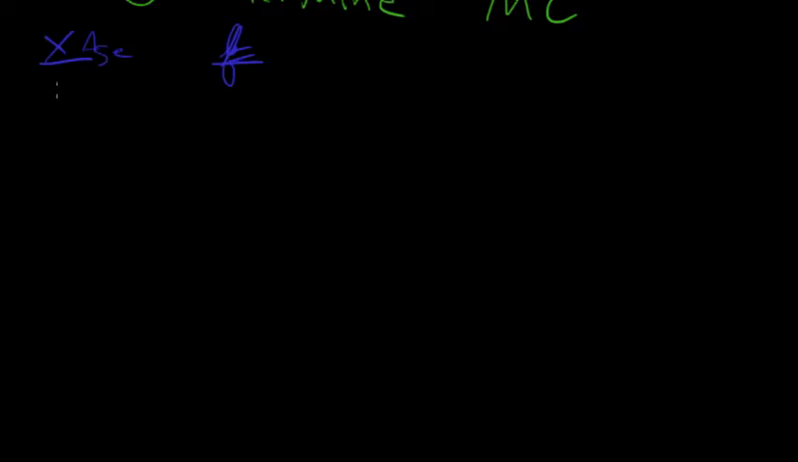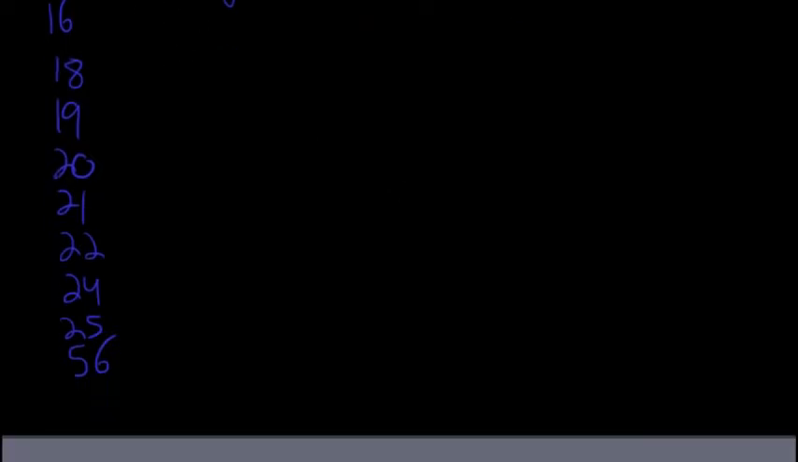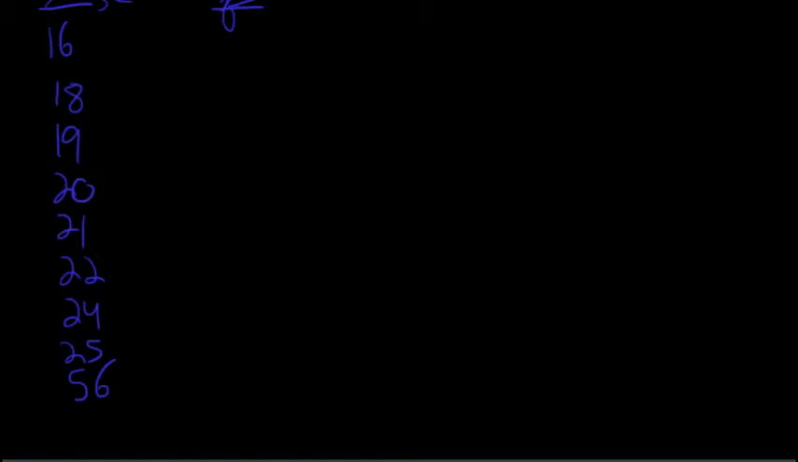So remember the first age in order is 16, then we had 18, then we had 19, 20, what else do we have? 21, 22, we had 24, 25, 52. Oops, need more space here. Okay, and yeah, 68. Now, 16 occurred only once, so we put 1 under the F.